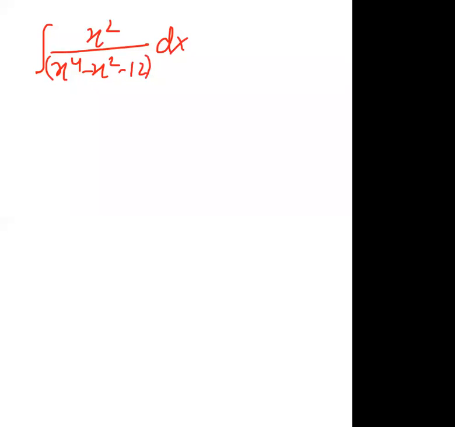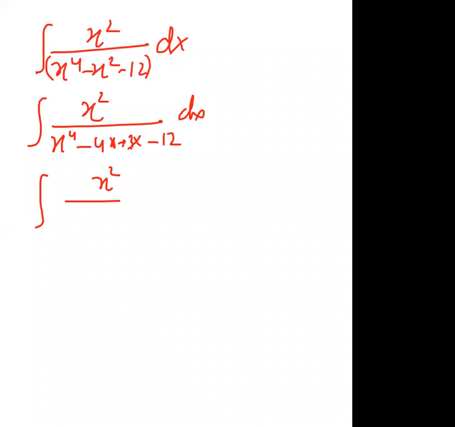Integral x square upon x to the power 4 minus x square minus 12 dx. Its factors will be x square upon x square minus 4 times x square plus 3. Now we need to simplify this.